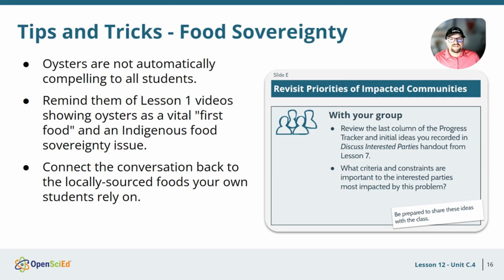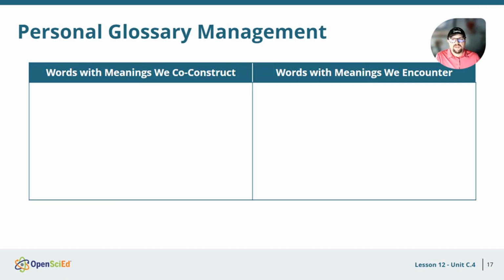It's important to recognize that oysters are not automatically compelling to every student. To build authentic engagement, I remind the class of the videos from lesson 1, showing that oysters are a vital first food and a matter of food sovereignty for indigenous communities. If you teach in a landlocked or urban area, it can be helpful to connect this to local agricultural supplies or regional foods your students' families rely on, recognizing that protecting a local food source is a universal human priority that raises the stakes of the chemistry work we're engaged in.